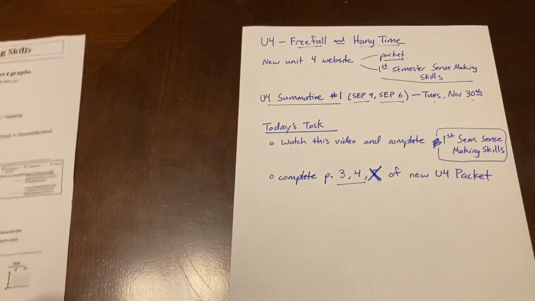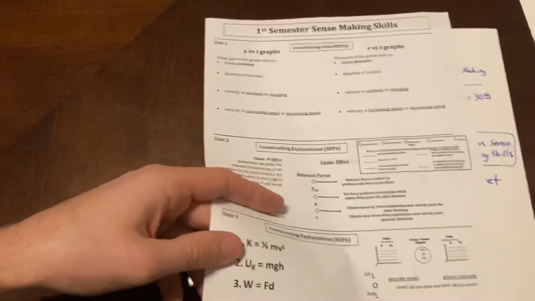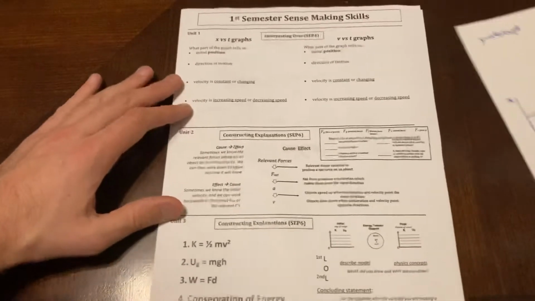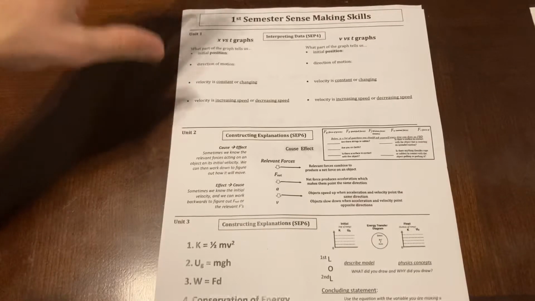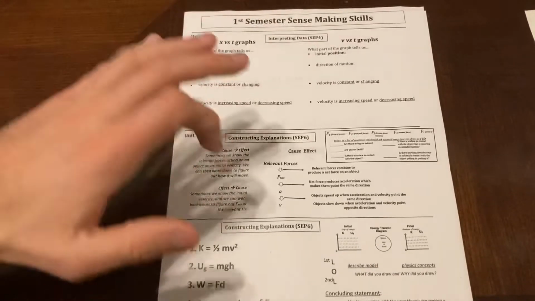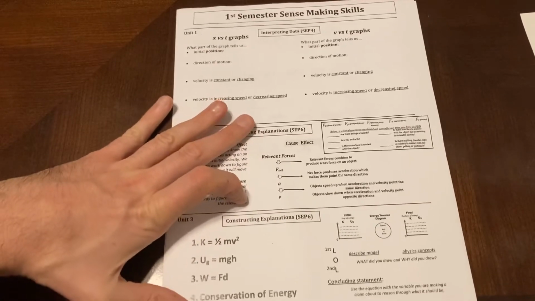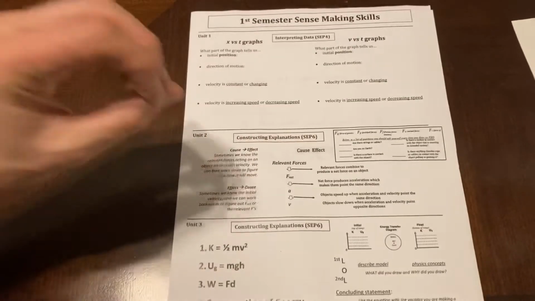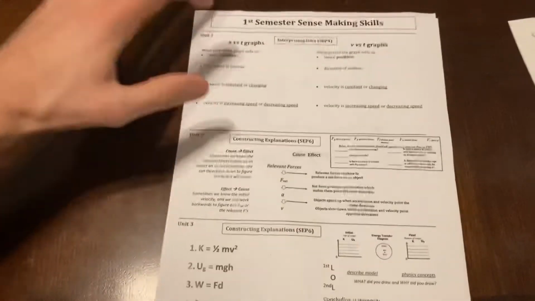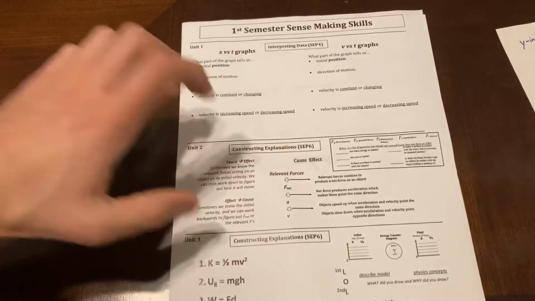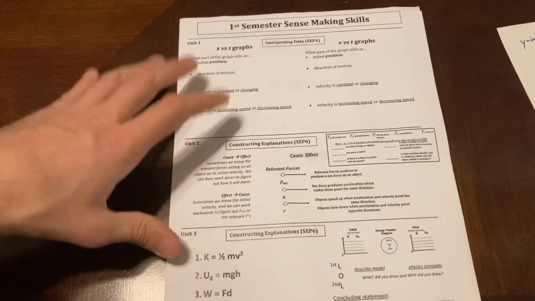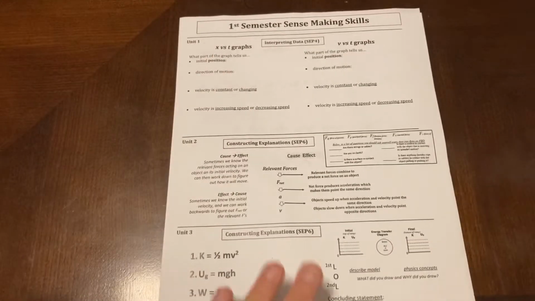This worksheet right here, I just made this, and it's essentially a target sheet that you could use for this unit. It's got the skills for sense making, whether it's interpreting data or constructing explanations. The main ideas, the main concepts that you need to interpret graphs and to construct explanations with energy are all on this one page. So this is one of your best friends during this unit.